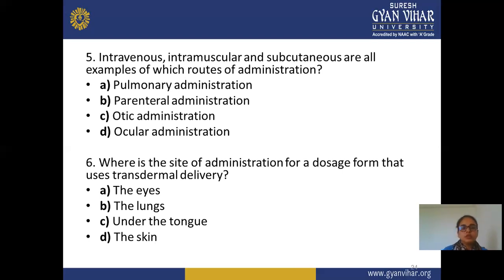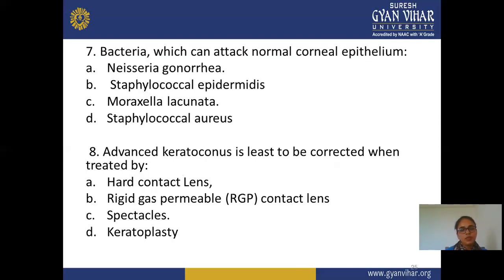And in the sixth question, what is the site of administration for a dosage form that uses transdermal delivery? For transdermal, you know what a transdermal formulation is. In this, option A is the eye, B is the lungs, C is under the tongue, and D is the skin.